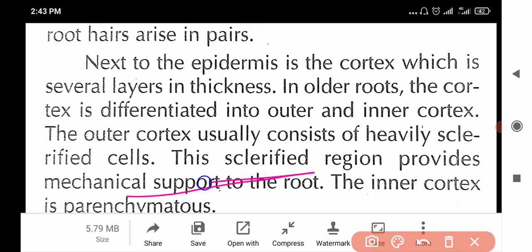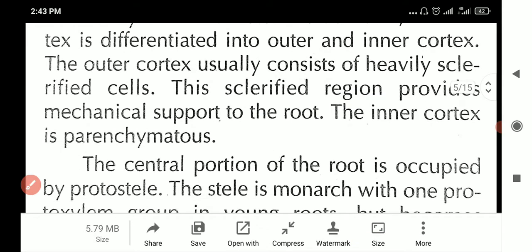So the mechanical support is done by the outer cortex. Then the inner cortex does not need to perform support. They are parenchymatous, or the ordinary cell. Ordinary plant cell, which has the nucleus and all those.